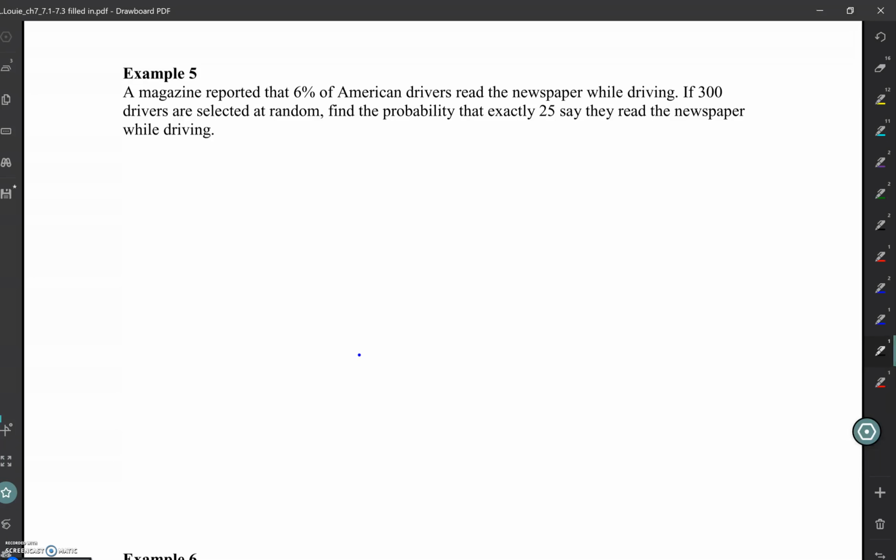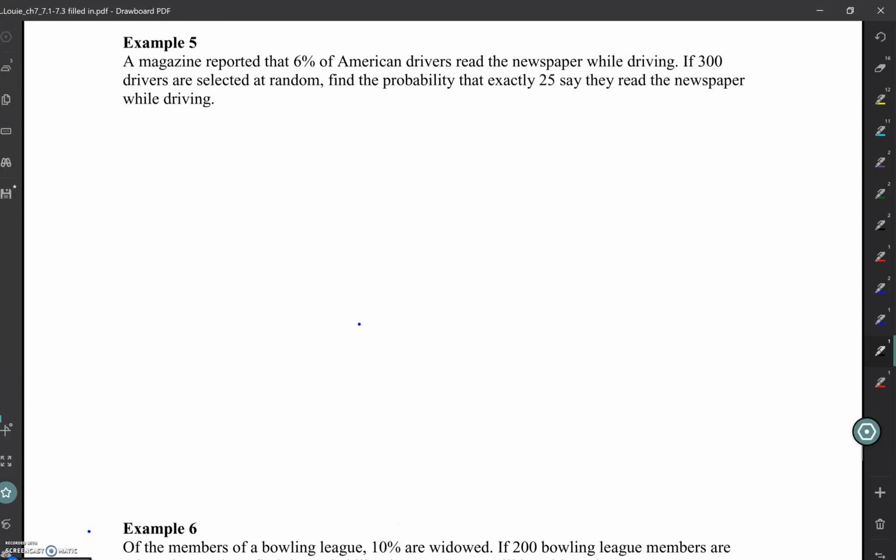Magazine reported that 6% of American drivers read the newspaper while driving. If 300 drivers are selected at random, find the probability that exactly 25 say they read the newspaper while driving. All right, so I still need to identify what I can pick out of there.